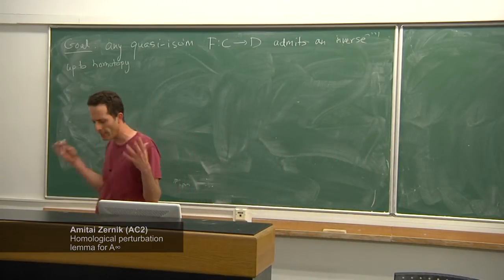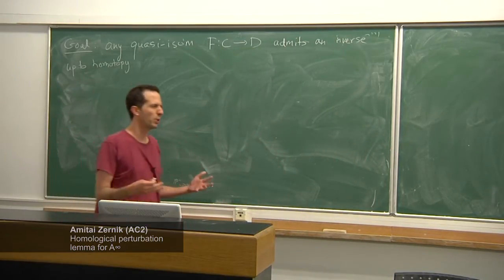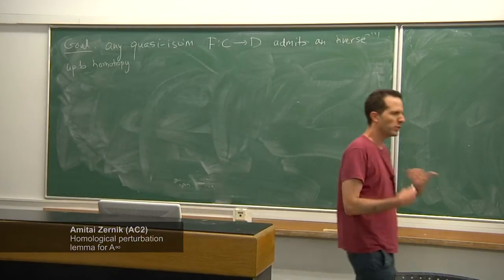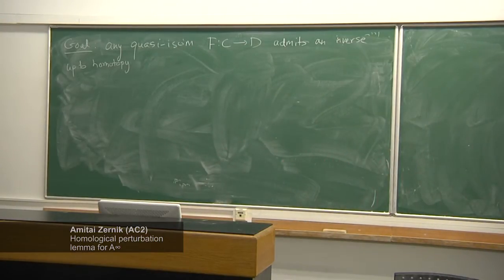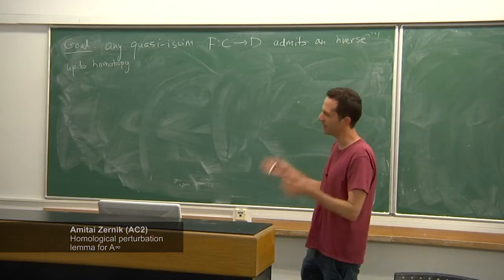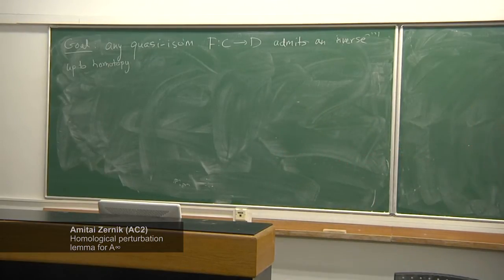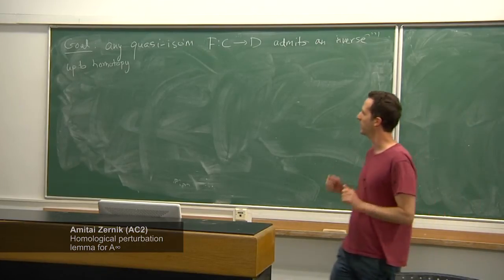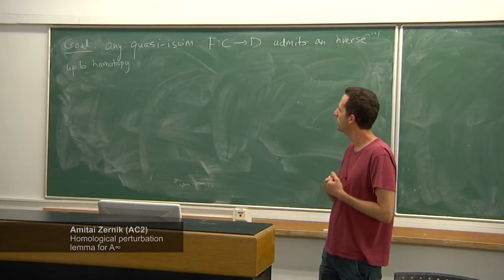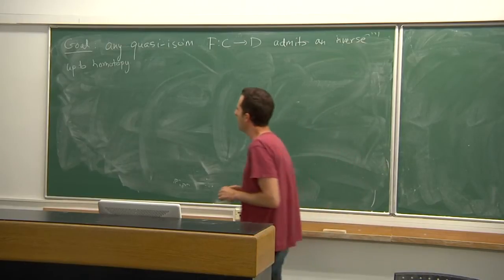But I want to say that this is kind of an application, really, of two lemmas, which are very useful building blocks, two very useful tools for working with A infinity categories. So our strategy will be to state the two lemmas, and prove the theorem as an application. One of them will be related to the title of the talk, the homological perturbation lemma. And then we'll prove the lemmas. And then if I have time, maybe I'll give a simple example. So that's what I plan to do.